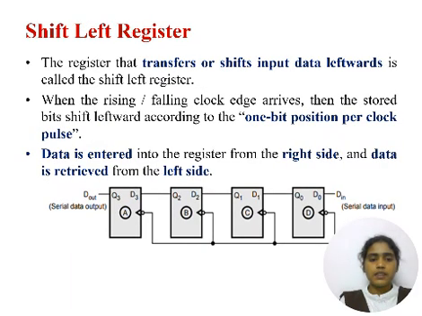Shift left register. The register that transfers or shifts input data leftward is called the shift left register. When the rising or falling clock edge arrives, the stored bits shift leftward by one bit position per clock pulse. Data is entered into the register from the right side and the data is retrieved from the left side.